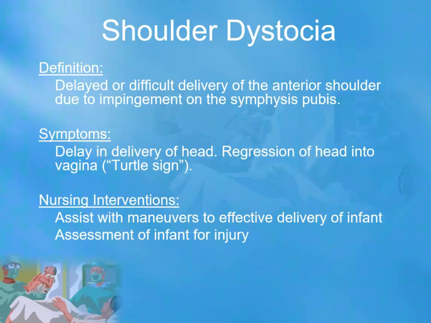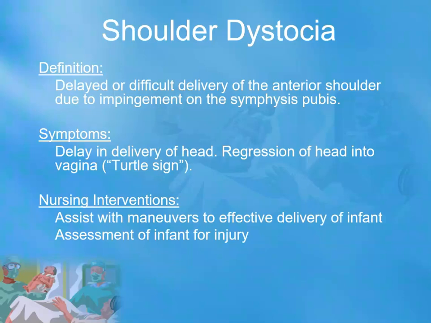So what happens is they get low enough, sometimes the head can kind of show up a little bit outside the vagina, and you can see it coming, and then all of a sudden it sneaks back in. And they call it a turtle sign, just like a little turtle when you touch the turtle on the head and it goes back in its shell. So you'll see turtling or a turtle sign.